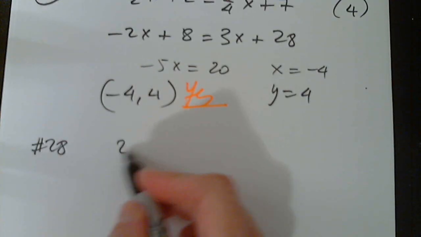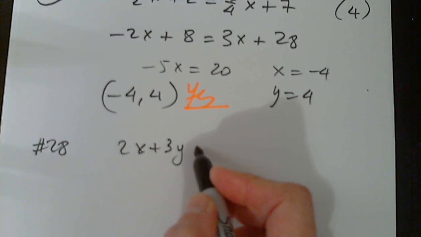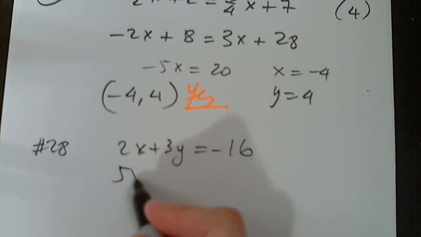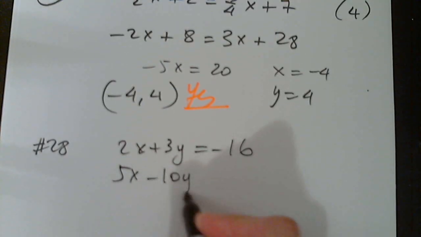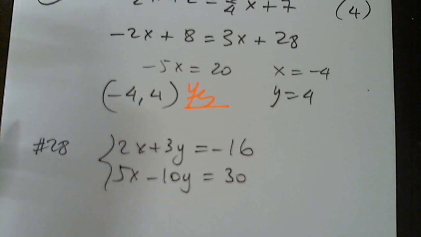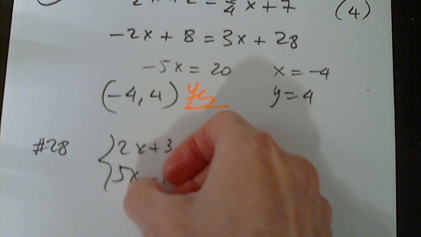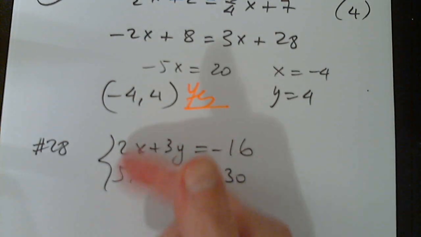So 2x plus 3y equals negative 16. 5x minus 10y equals 30. Yes, indeed, this is the most difficult one. It's not difficult, but the most cumbersome, the most work. Because I have 2 and 5, and none of them is a multiple of each other.